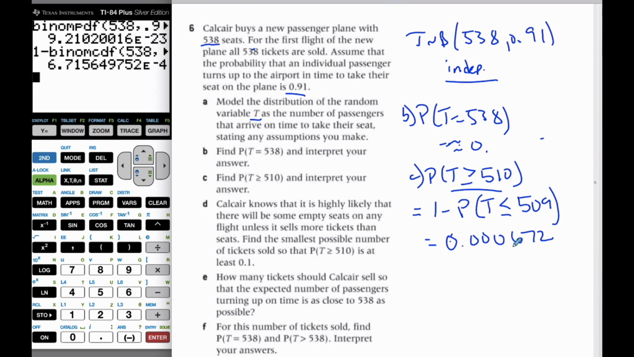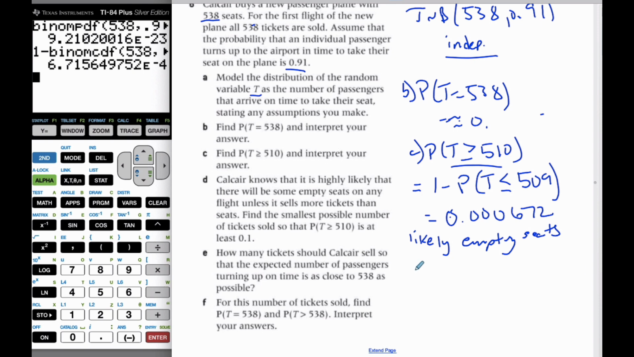So what this result means is that the probability that there will be at least 510 people on the plane is very close to 0 as well. And so it is highly unlikely that the plane will be filled, and it's likely that there will be empty seats. Because if this is true, I'm going to have empty seats, is what this says, if I sell only 538 tickets.